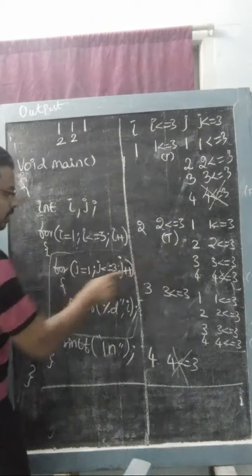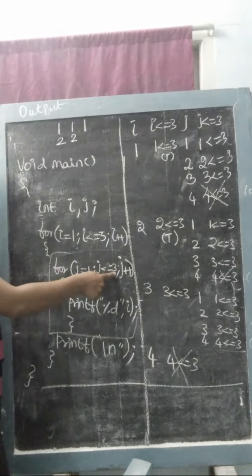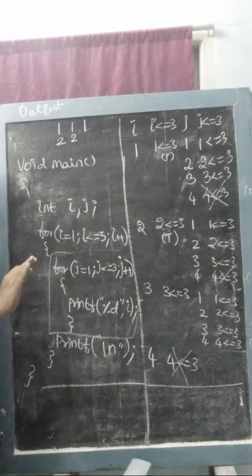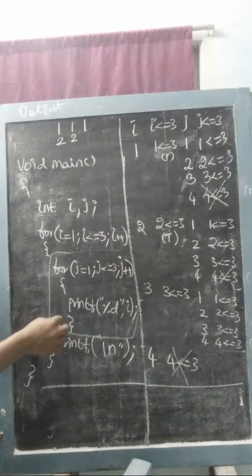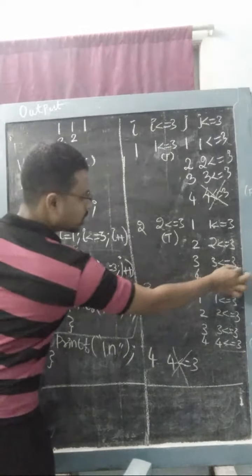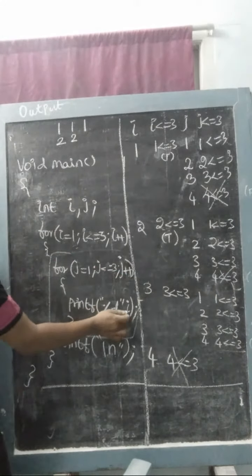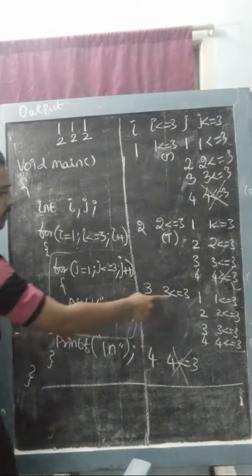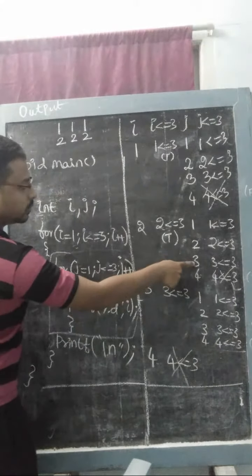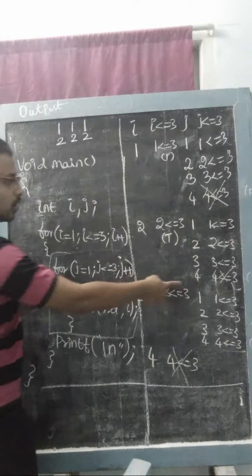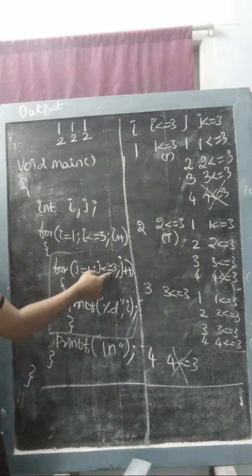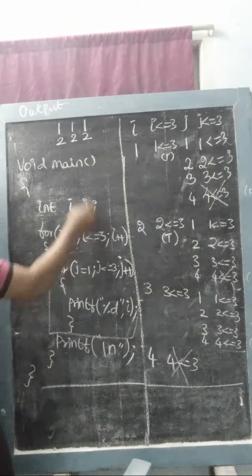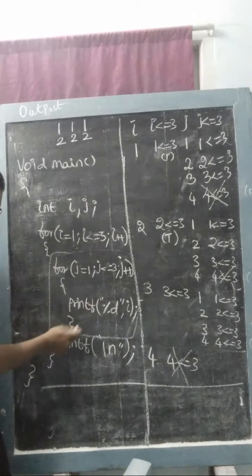that is 3. 3 less than or equal to 3, the condition is true, because 3 is not less than, but equal to. So 3 is equal to 3, the condition is true. The I value should again print 2. And then the J value will be incremented by 1, that is 4. 4 less than or equal to 3, the condition is false. False means it will come out of the loop.